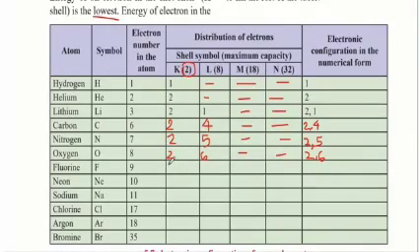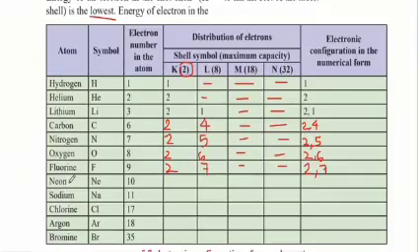Now, fluorine is given by the symbol F and it has 9 electrons in its atom. So, the first 2 electrons would go in the K shell and 9 minus 2 will give us 7 and the remaining 7 electrons would go in the L shell. There are no more electrons again, so M and N will be empty and the electronic configuration would be 2, 7.